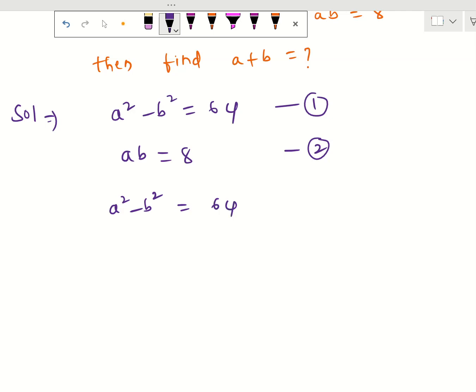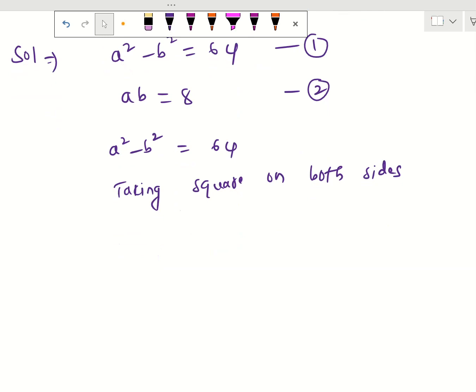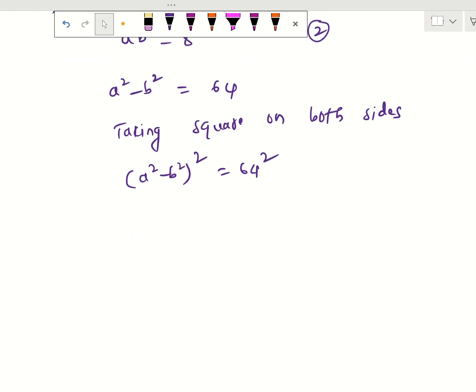Now taking the square on both sides. Therefore we can write this as a square minus b square whole square is equal to 64 square. So we can write the formula. a square minus b square whole square is a to the power of 4 plus b to the power of 4 minus 2 into ab, so the formula has 2 into ab.